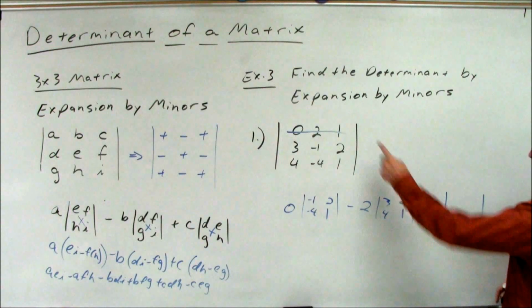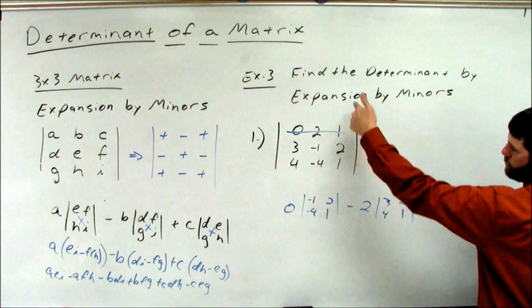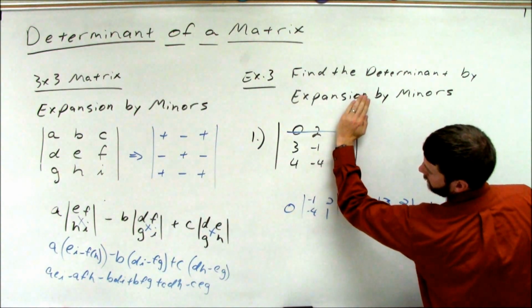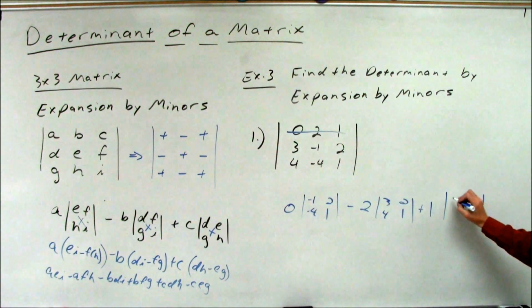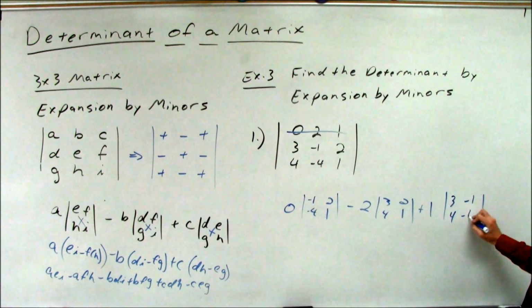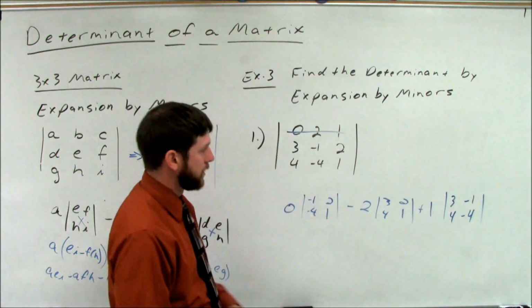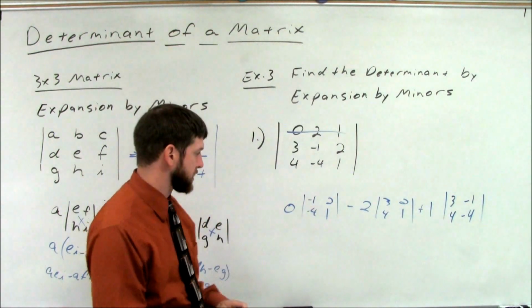And lastly, for this one, I've eliminated his row, I eliminate his column, and you can see we're left with 3, -1, and 4, -4. Hope y'all were able to see that, eliminating rows and columns. Now we just do the little 2x2 determinants and we're finished.